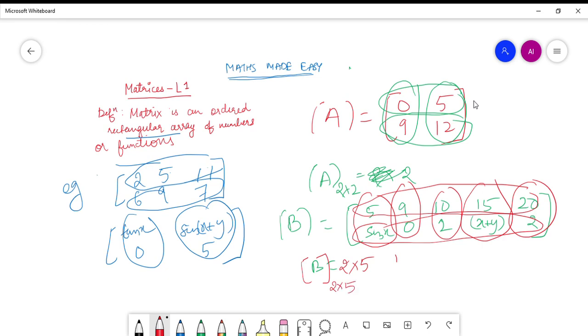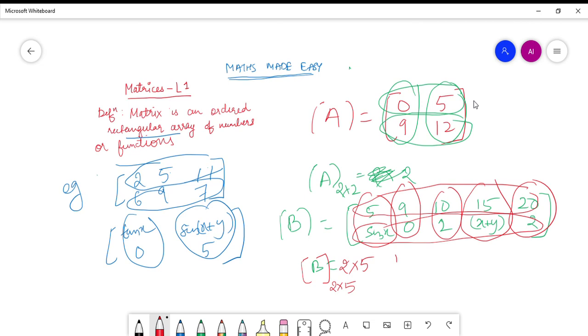Okay, so that's what we have for today's lecture. We covered matrix, what are rows, what are columns and order of a matrix. So this is very basic, but this is a starting point to go forward and to go to some of the advanced concepts in matrix.